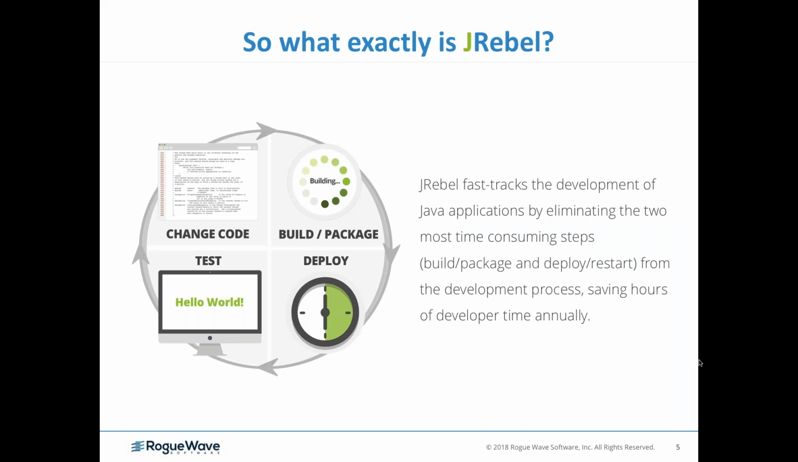First off, let's talk about JRebel. So what is JRebel exactly? JRebel is a JVM plugin that provides developers with the ability to make changes in their applications without ever having to restart the application server, redeploy the application, or do a full build.